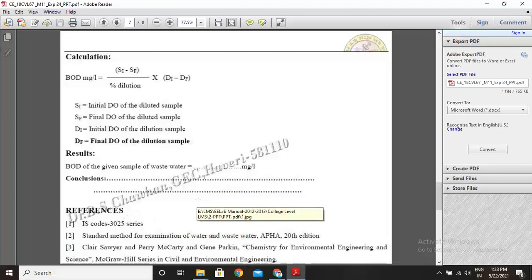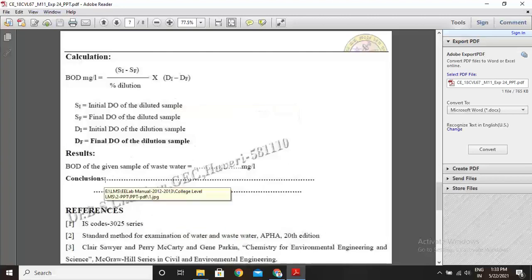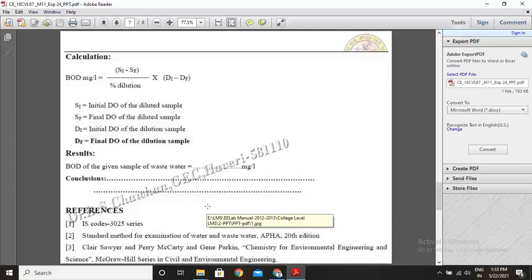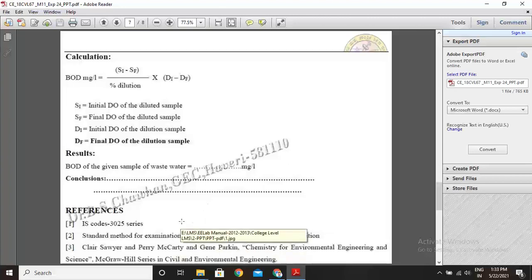Now write the results based on this calculation. BOD of the given sample of wastewater is in milligram per liter. Then based on the result, you write the conclusions according to the recommended BOD permissible value. Now these are the references referred for this experiment.